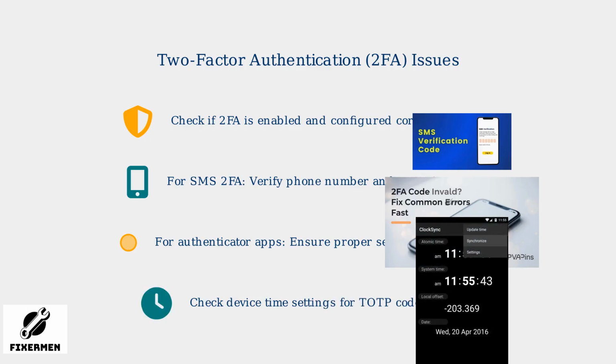Time-based one-time passwords, TOTP, in authenticator apps rely on accurate device time. If your device's clock is wrong, codes will be invalid. Check and synchronize your time settings through your device's system clock, or use an app like ClockSync for automatic updates.